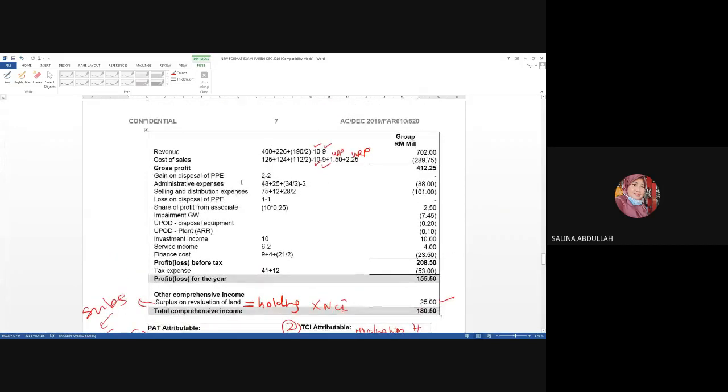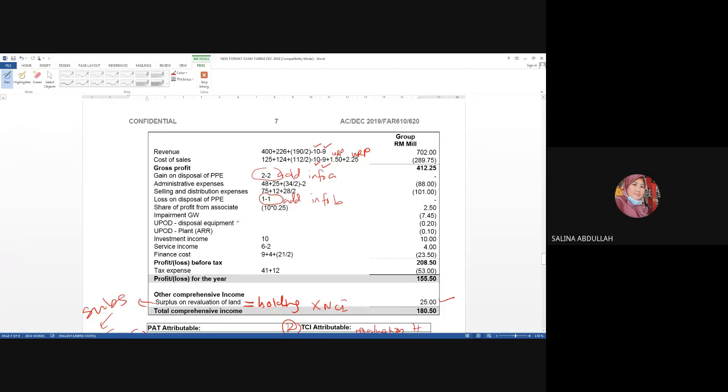Basically, this will be the answer when you calculate. I did mention what you need to do. Remember, because this is a holding plus subsidiary 1 plus subsidiary 2, and we have associate as well in this question, please do not include revenue of associate. So this is how you adjust. You have to eliminate again on disposal of PPE 2 million as well as loss on disposal of PPE. This is in additional information A and B.